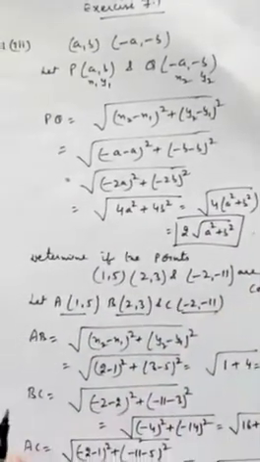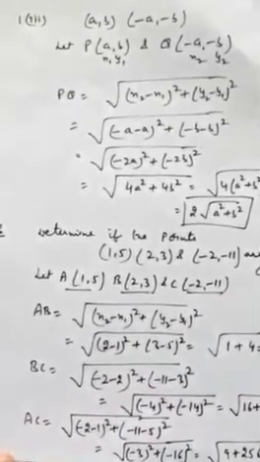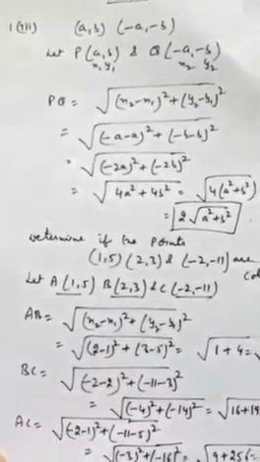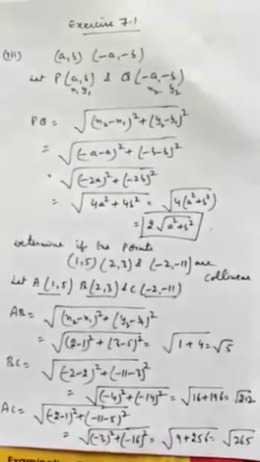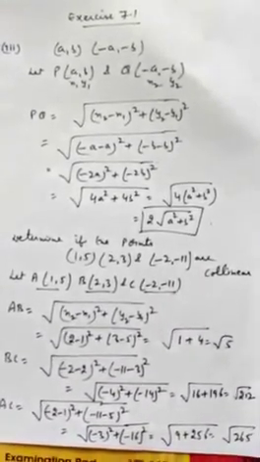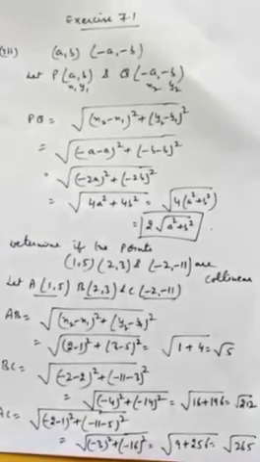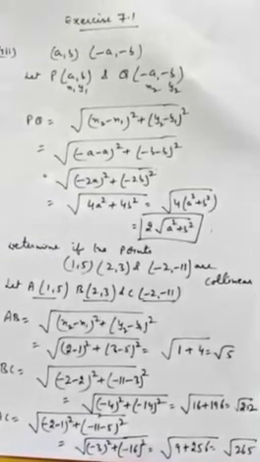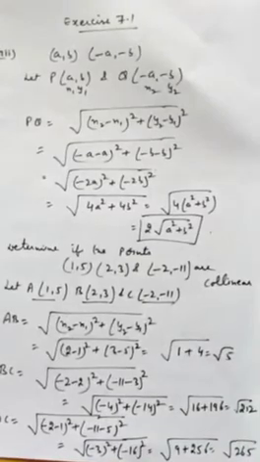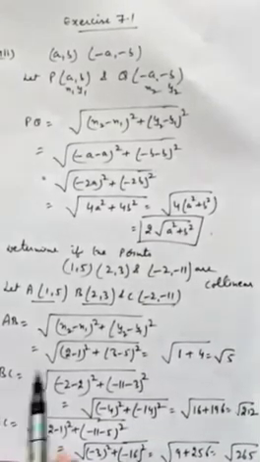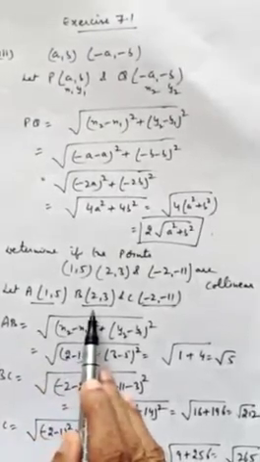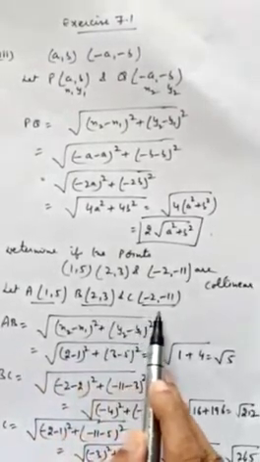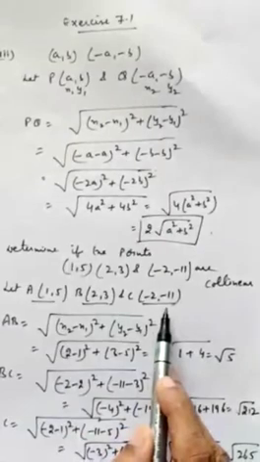Next, the distance formula is used to check whether the points are collinear or not. Collinear means the points are lying on the same line. So if the sum of two distances is equal to the third, then we can say that the points are collinear. Let A have coordinates (1, 5), B have coordinates (2, 3) and C have coordinates (minus 2, minus 11).